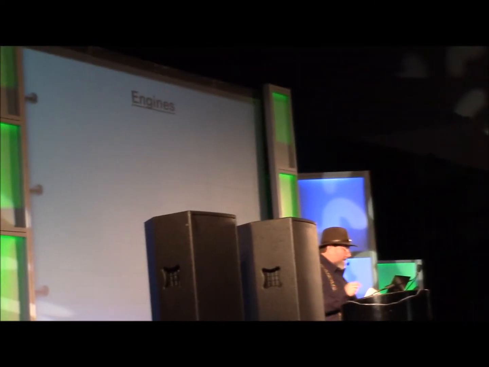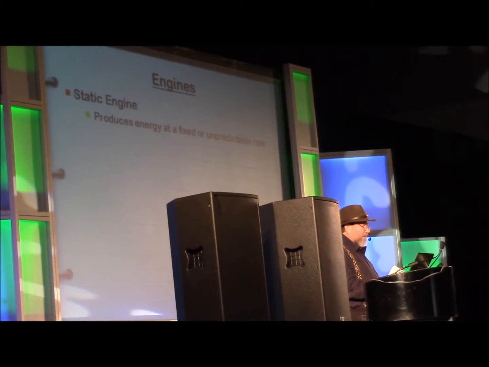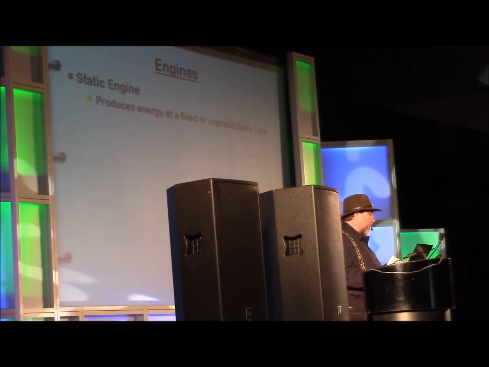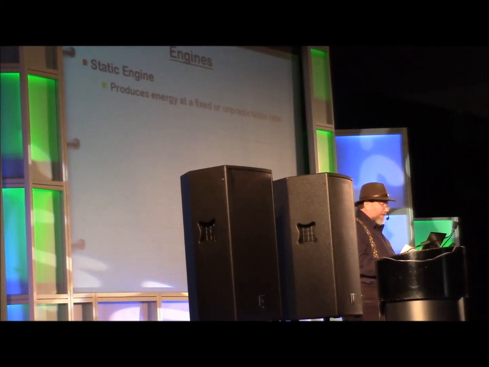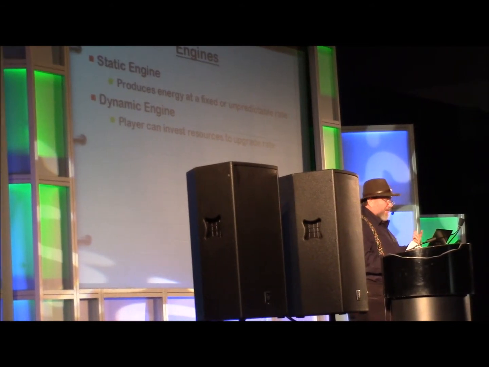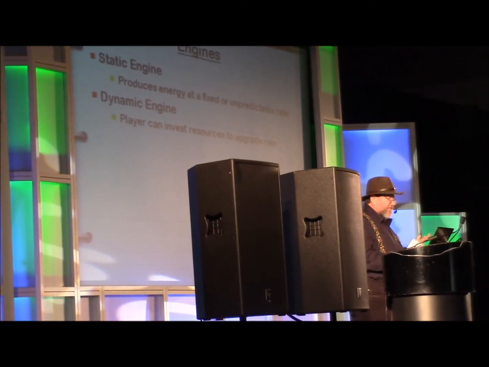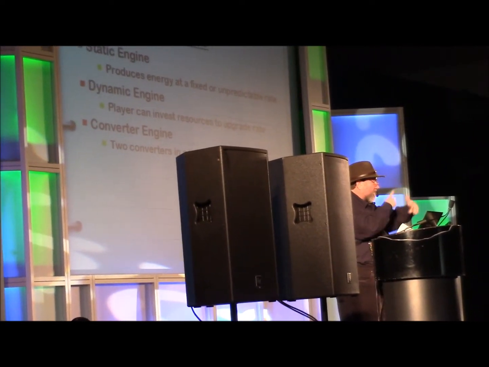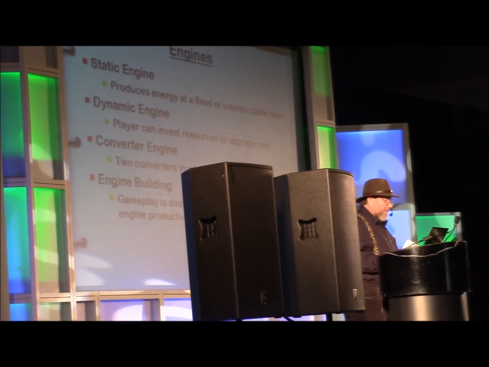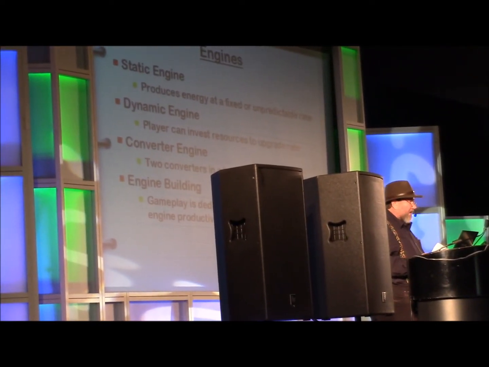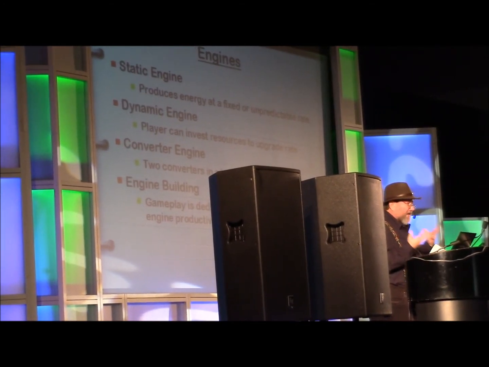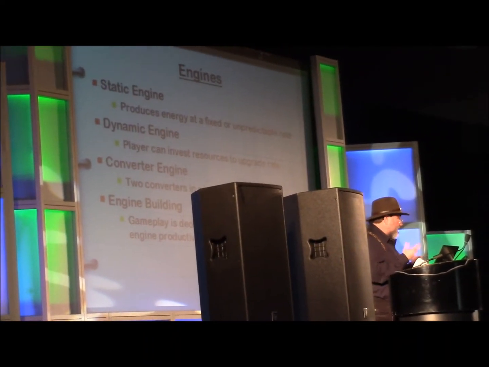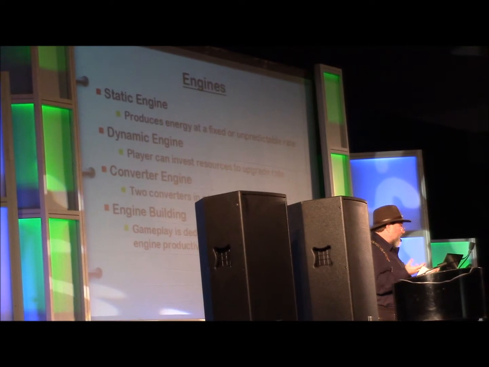So these are the general categories of things. I've just introduced you to two. A static engine is just a source that generates something at a fixed or an unpredictable rate. Every time you pass Go, you get $200 in Monopoly. A dynamic engine has the ability to invest in upgrades, so you can have that positive feedback loop. A converter engine has two things going around converting things from one to another and creating a surplus along the way. Engine building is a kind of gameplay where it's really all about setting up these engines in the game and making them successful. All the sorts of management games like SimCity are about setting up an engine and making it productive.